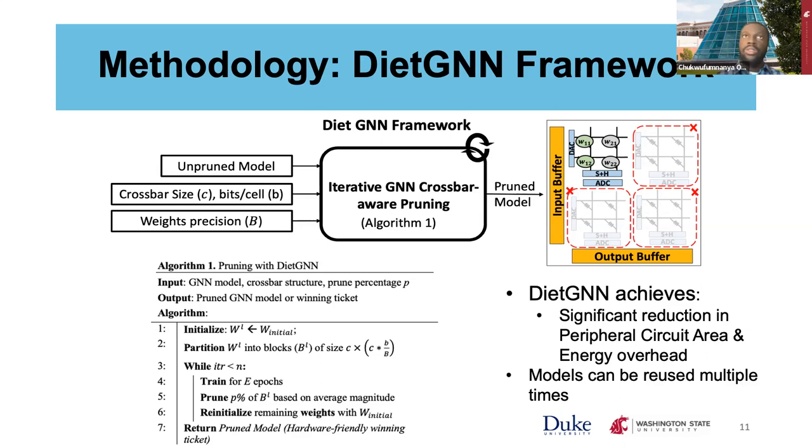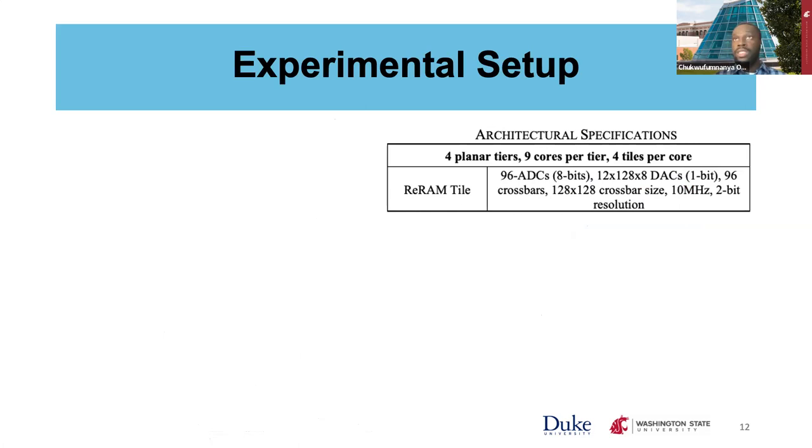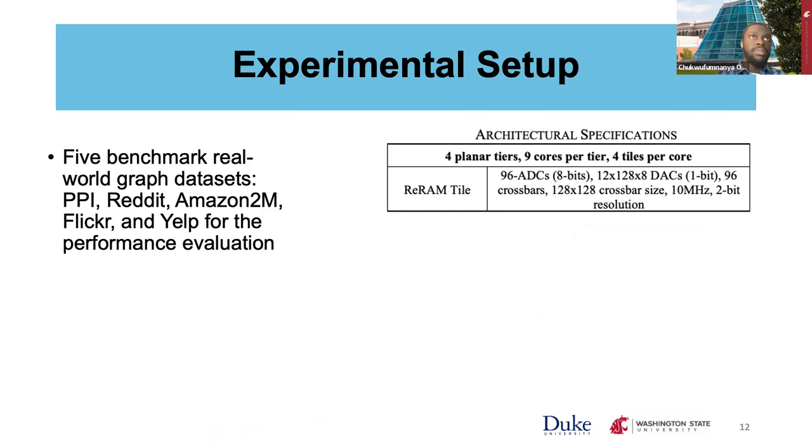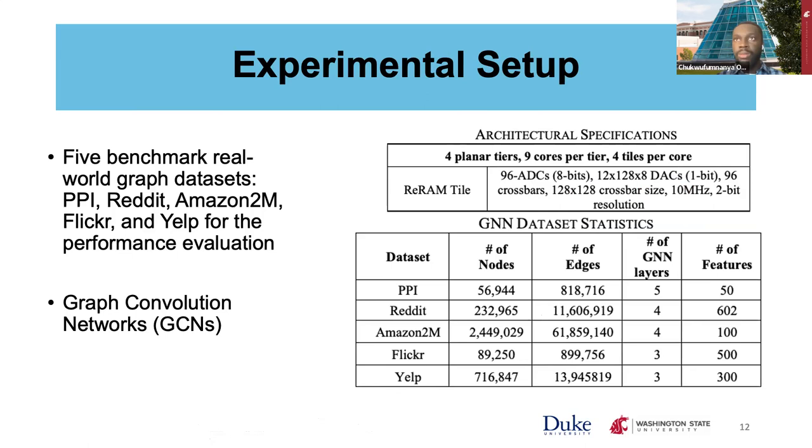For our experimental setup, we use four planar layers in the 3D architecture I described earlier. We consider five real-world graph benchmarks: PPI, protein-protein interaction, the Reddit dataset, Amazon, Flickr, as well as Yelp. So we have five datasets here, ranging in size from very large-scale graphs to smaller graphs, as we see in Flickr and PPI.